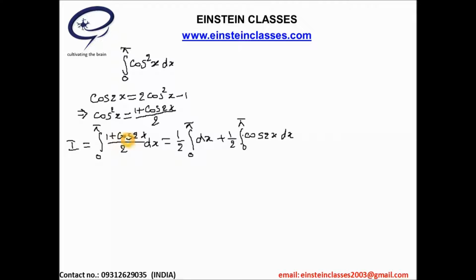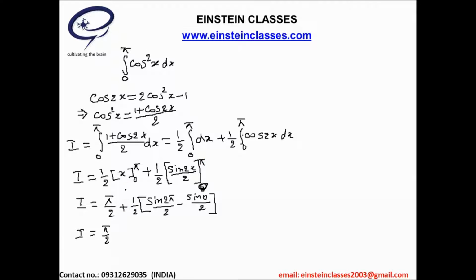You can write this integral into 2 parts. One is half dx, integrated from 0 to pi, and another one is half, 0 to pi, cos 2x dx. Now integrate both integrals. The integration of dx will be x and it will be integrated from 0 to pi. The integration of cos 2x will be sin 2x divided by 2 and it will be integrated from 0 to pi. After placing the upper limit and lower limit, you can get this one, pi by 2.